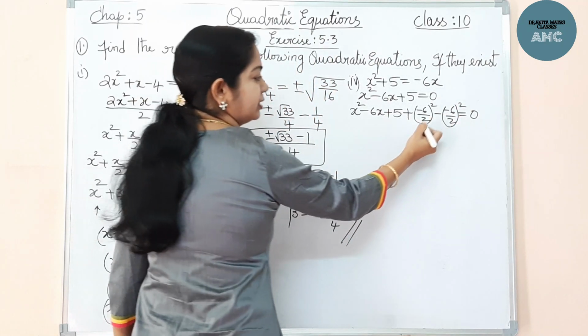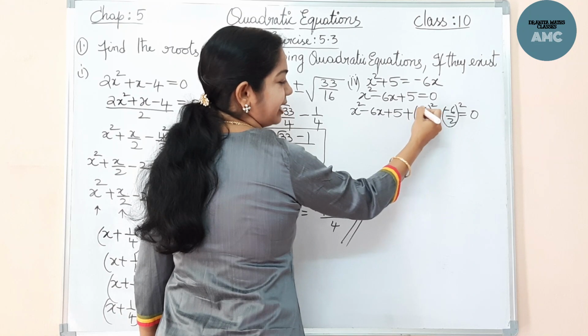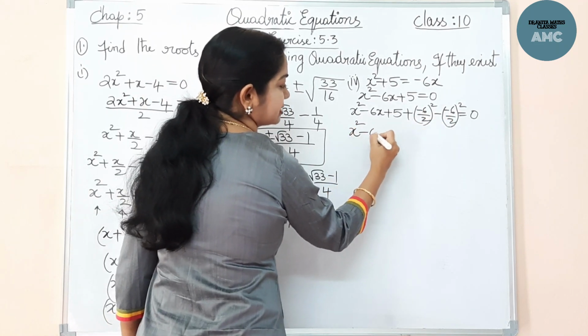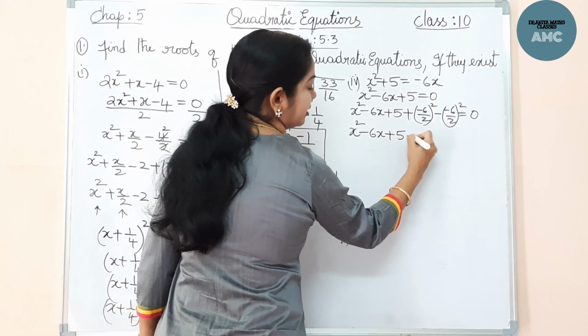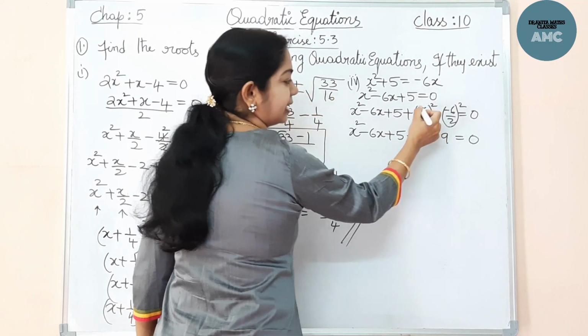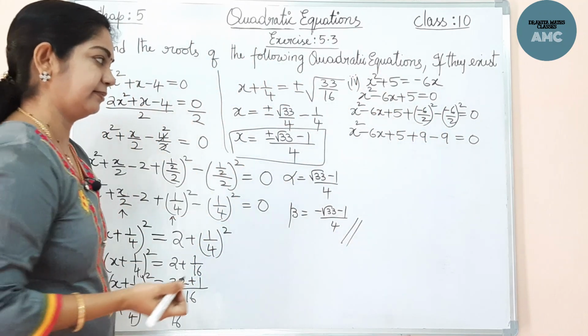So this comes to 2 1s, 2 3s. Minus 3 whole square is plus 9. So x square minus 6x plus 5 plus 9 minus 9 simply. See here, minus 3 whole square is 9, plus 9.